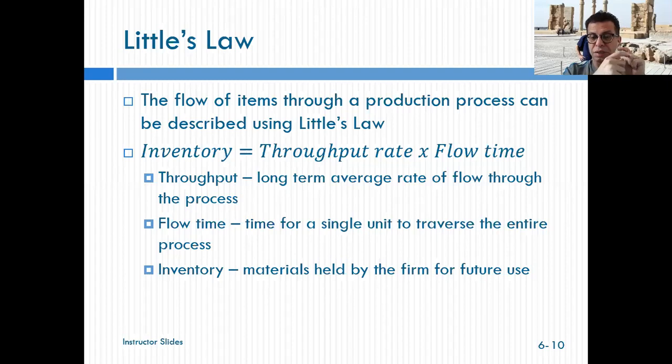to traverse the entire process. So a single unit is different from the whole time the items are getting processed. And inventory is the material held in the firm. So these are the three elements of Little's law: inventory, throughput rate, and flow time. So if you want to look at the throughput rate, then you go inventory divided by flow time.